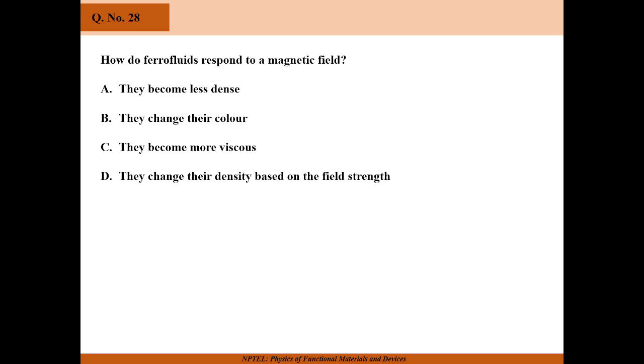How do ferrofluids respond to a magnetic field? They become less dense, they change their color, they become more viscous, or they change their density based on the field strength. The correct answer is option B. They change their density based on the field strength. Okay, that is the correct answer.